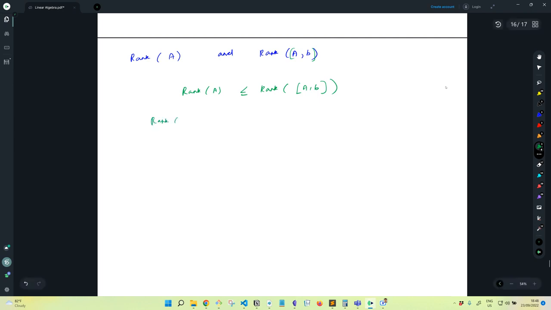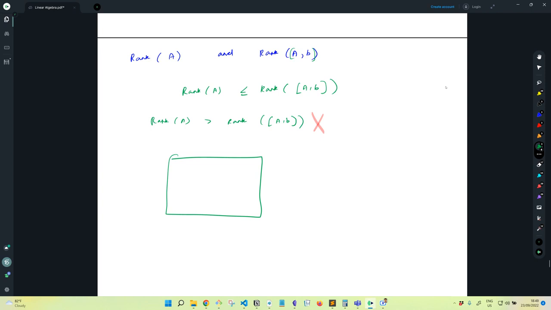Do you see why? It can never be the case that the rank of A is greater than the rank of A comma B. This case is not possible. Are you able to see why this case is not possible? No, sir. Okay, let me give an illustrative proof.